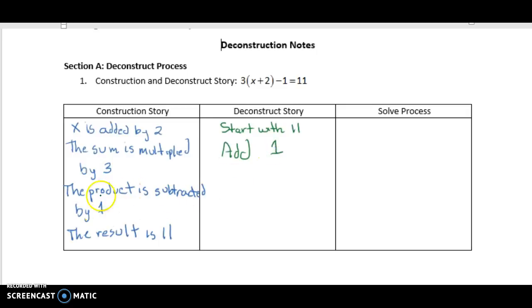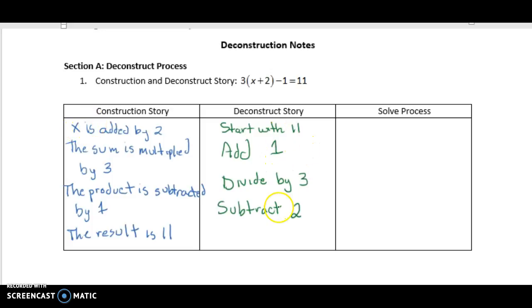When we do that, we're going to be left with a product. And that product is a multiplication problem, and so now we know we're going to have to divide by 3. And when we divide by 3, we're left with a sum. And in order for the sum to disappear, if you will, we need to subtract 2. And this will leave us with x, which is what we want to find out, the value of the variable, the value of x.